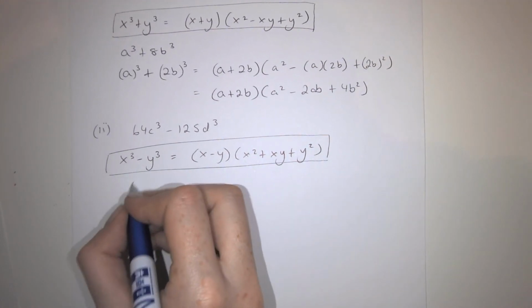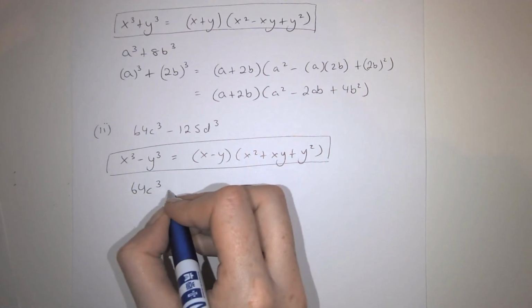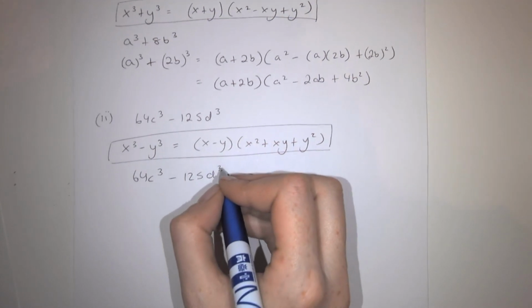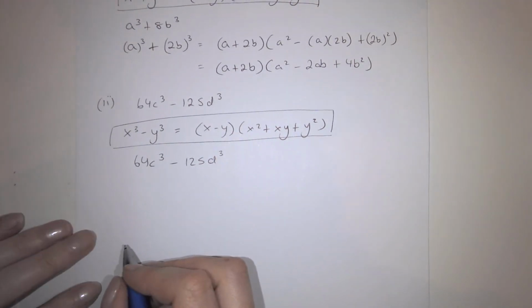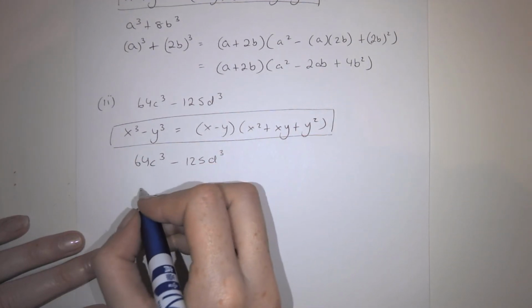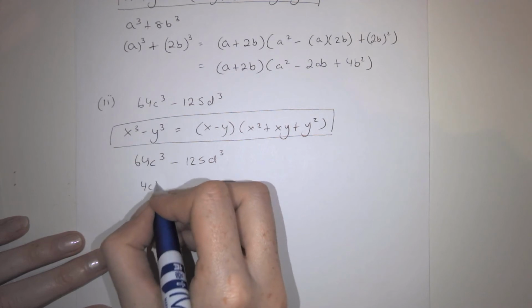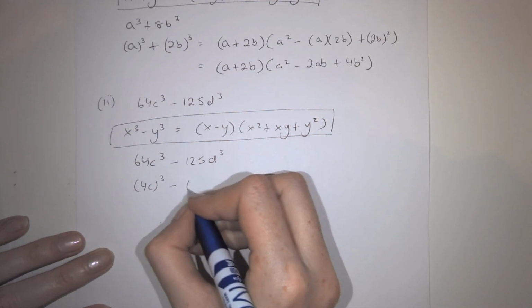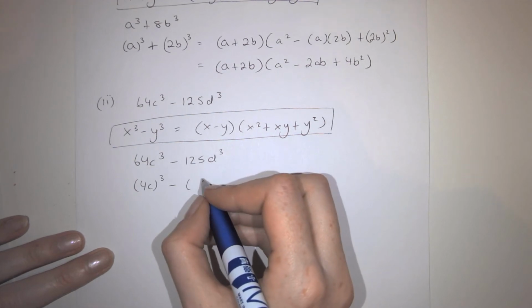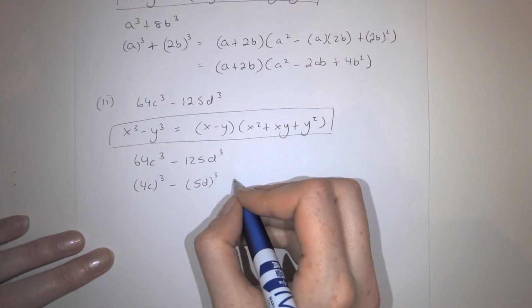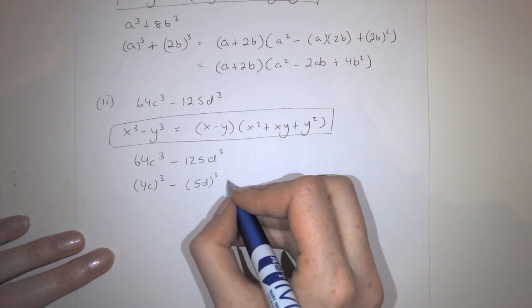So again, I go back to my question, 64c cubed minus 125d cubed, and I ask myself what multiplied by itself 3 times will give me 64c cubed, so that would be 4c, and then minus in the middle, and what multiplied by itself 3 times will give me 125d cubed, and that would be 5d. Okay, and then I can go ahead and use my formula.